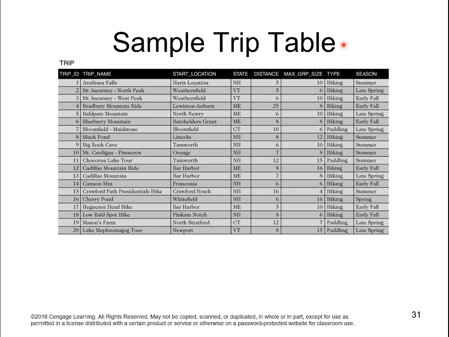So here you go. This is a trip table. For the trip ID, we're using a standard number that starts at 1 and just increments. We've got the trip name, the start location, the state, the distance, the max group size. On this one, the first row says 10, which means we can't book 11 people on this trip. 10 is the max. Then what type of trip it is, whether it's hiking, biking, paddling. And then the season: summer, late spring, early fall.